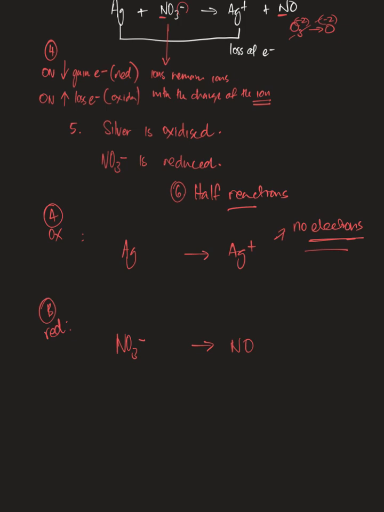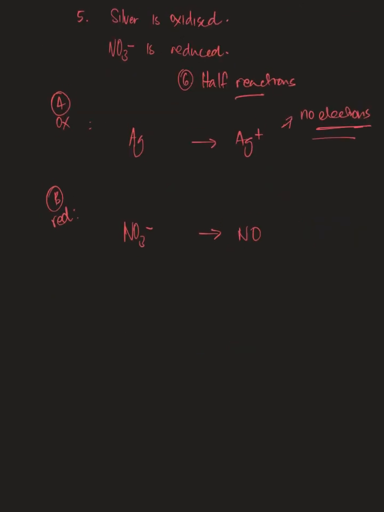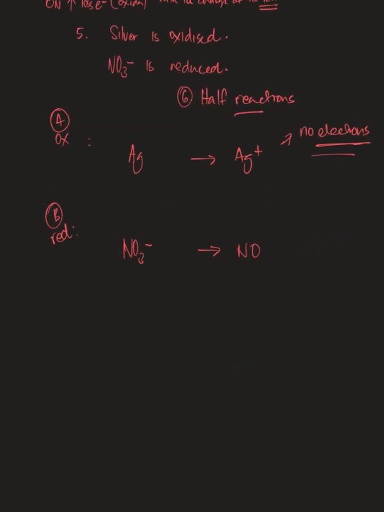Right, what needs to happen now in step 6 with these half reactions? We need to look at each half reaction by itself in isolation. So at this step, we're going to balance each half reaction separately.